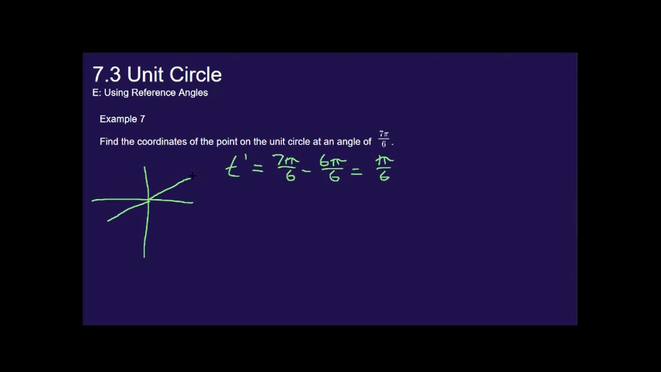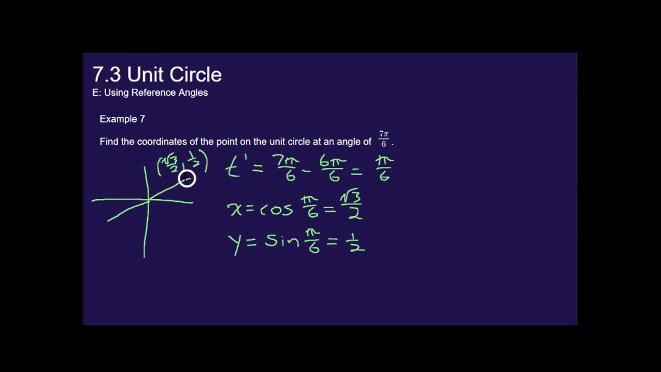Okay, so now we want to find the x and y coordinates of that reference angle. We know that x is equal to the cosine of pi over 6, and using that chart, the cosine of pi over 6 is square root of 3 over 2. And y equals the sine of pi over 6, which is equal to 1/2. But now we're dealing with the third quadrant. We can go ahead and plug in these coordinates: square root of 3 over 2, 1/2.